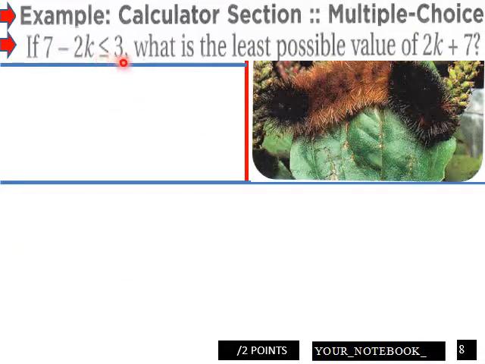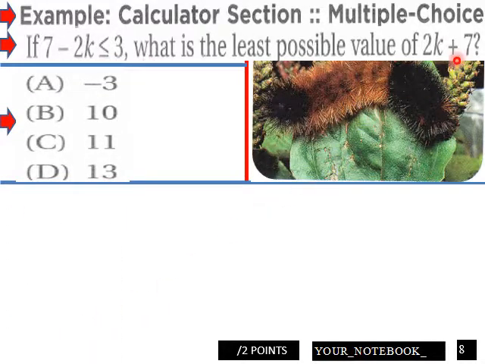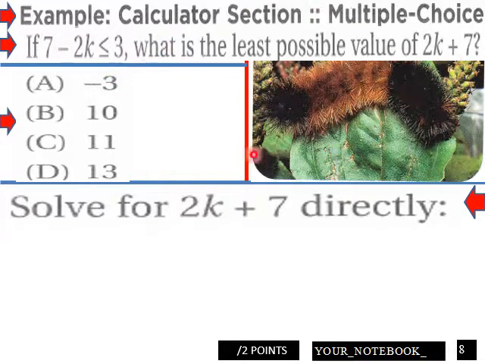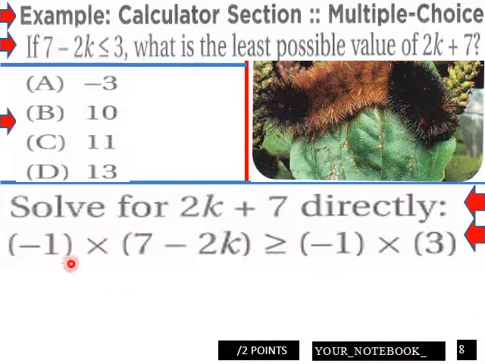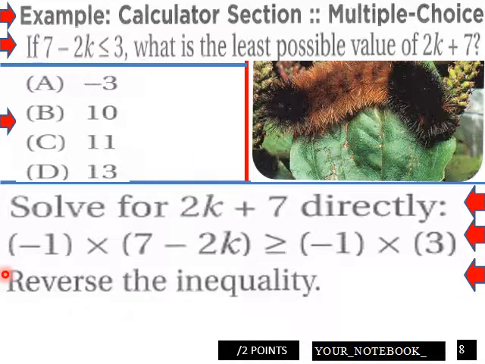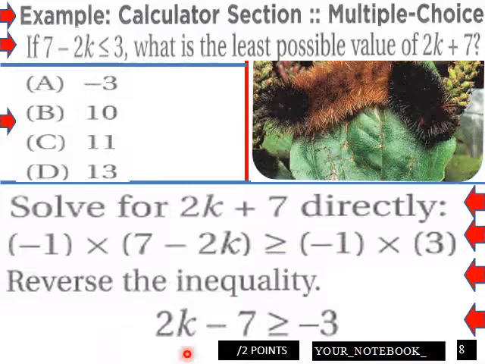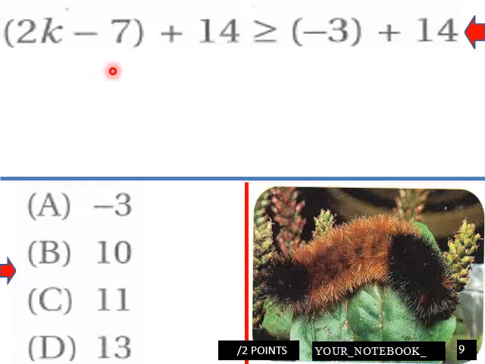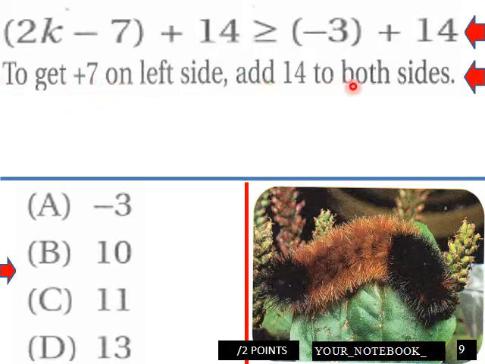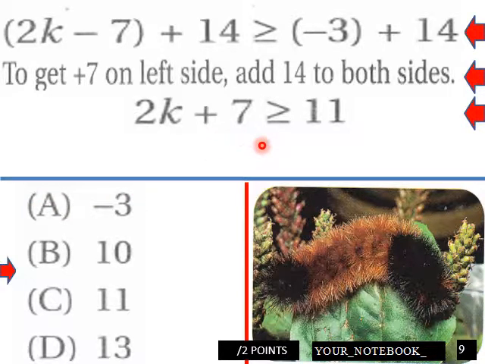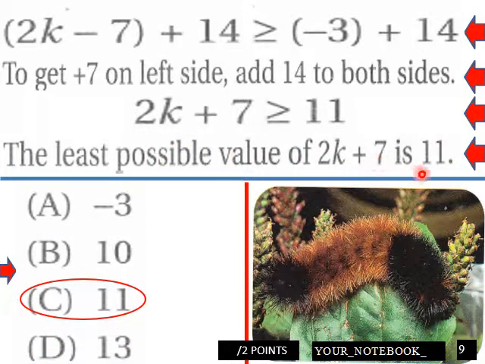Calculator section, if 7 minus 2k is less than or equal to 3, what is the least possible value of 2k plus 7? We have an inequality here. Solve for 2k plus 7 directly, and then we multiply: negative 1 times 7 minus 2k is greater than or equal to negative 1 times 3. Reverse the inequality because of the negative signs. 2k minus 7 is greater than or equal to 3. We continue on that track to get plus 7 on the left side, add 14 to both sides. 2k plus 7 is greater than or equal to 11. The least possible value of 2k plus 7 is 11 because of this here.